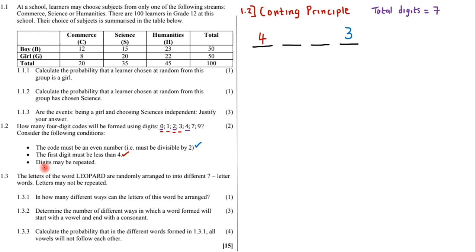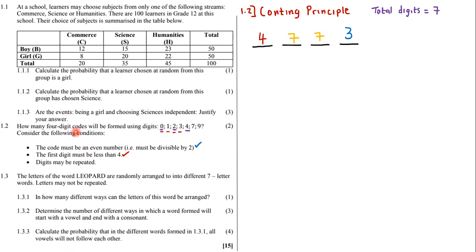Last part, it says digits may be repeated. When it says digits may be repeated, it means that we can use the digits that we have already used here and there. If we're repeating the digits, it means we can use all of them, right? How many digits do we have? We have 7 digits. So whatever number we put in here, we will have 7 options to put in a digit there, and as well here 7 options to put a digit there.